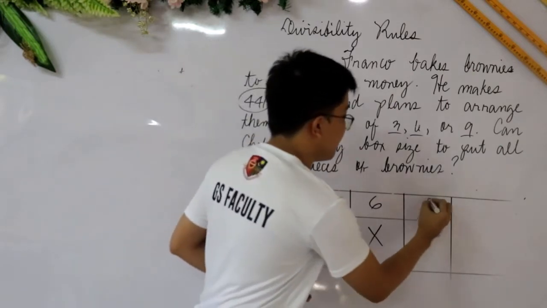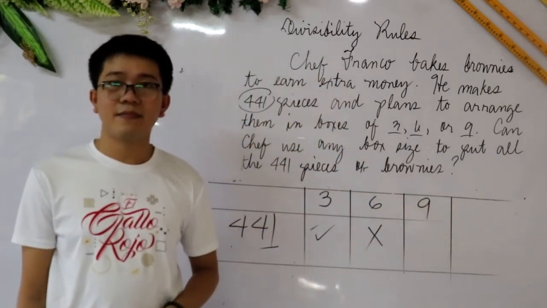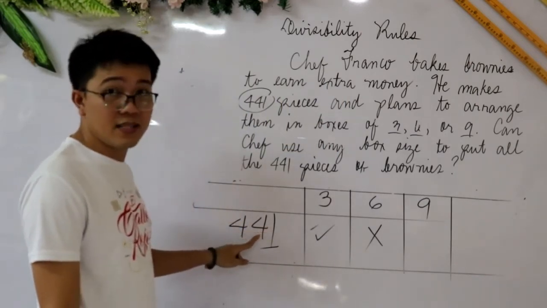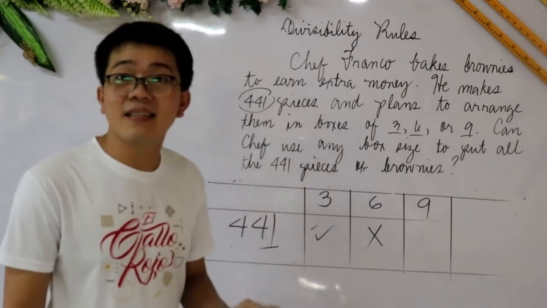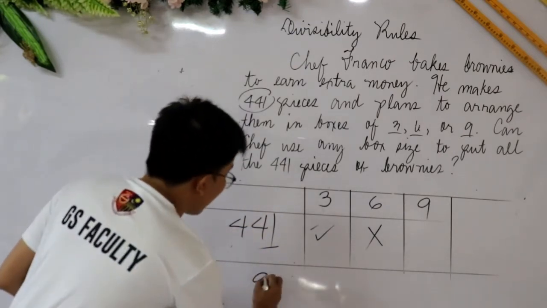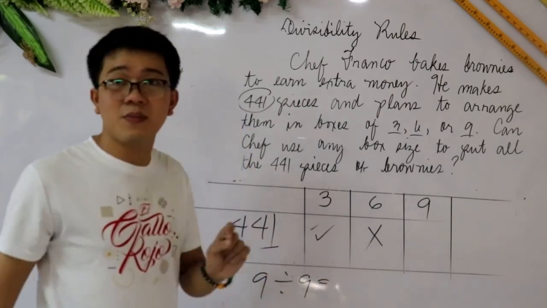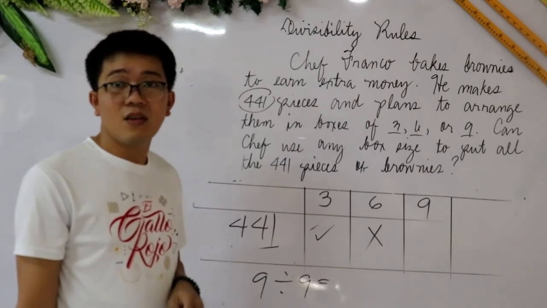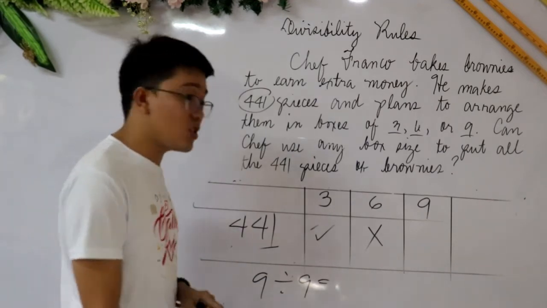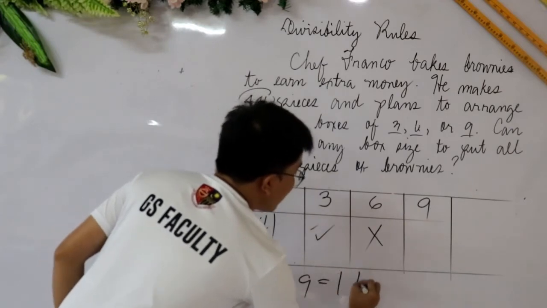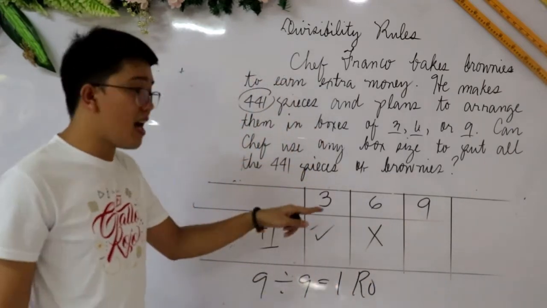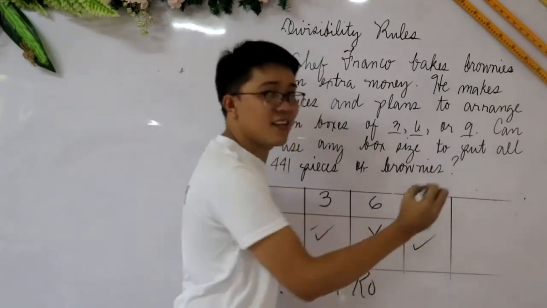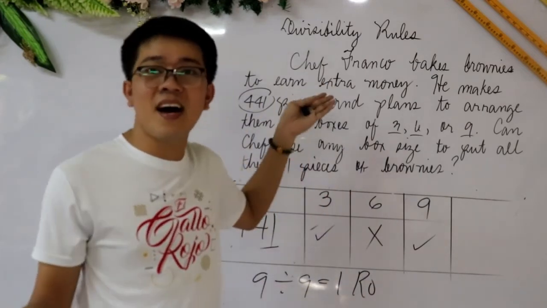How about 9? Is it divisible by 9? Let's add all the digits. 4 plus 4 is 8, plus 1 is 9. Is 9 divisible by 9? Do we have a remainder if we divide 9 by 9? Definitely not, because 9 divided by 9 is 1 without remainder. And it will make 441 divisible by 9. So we can already answer the problem above.